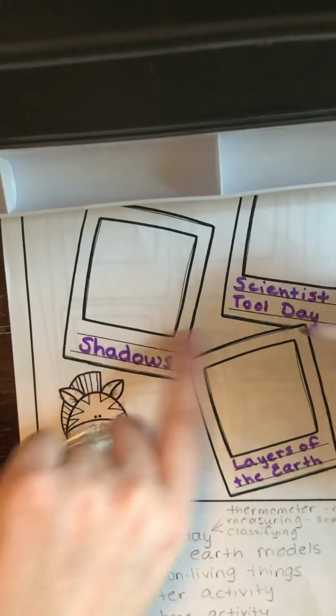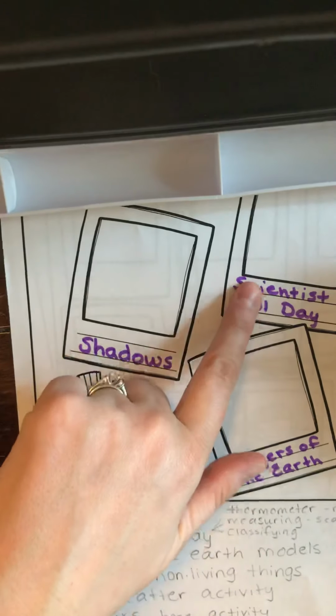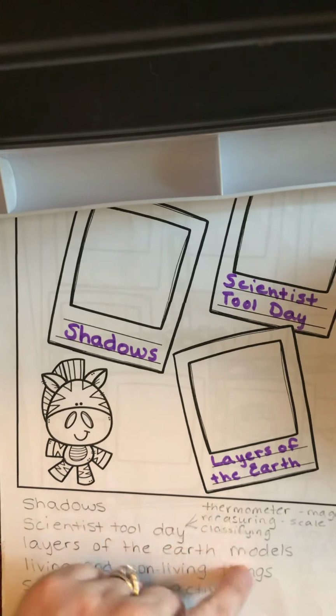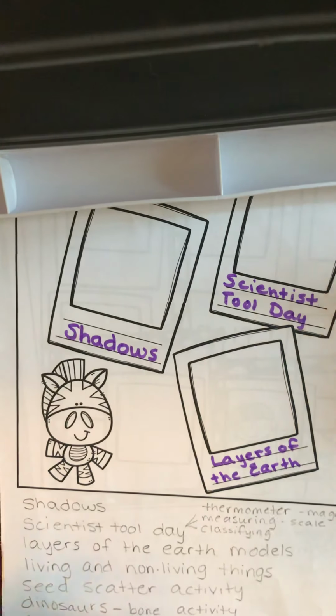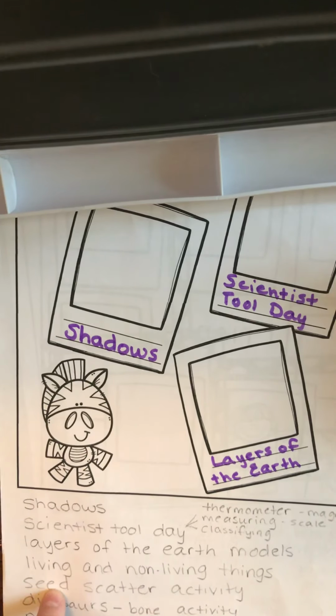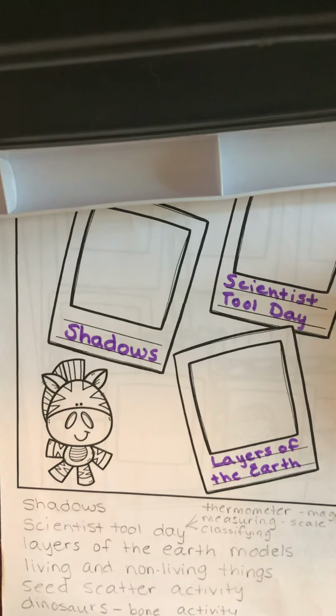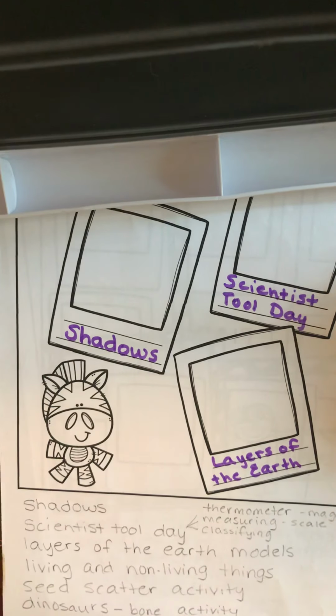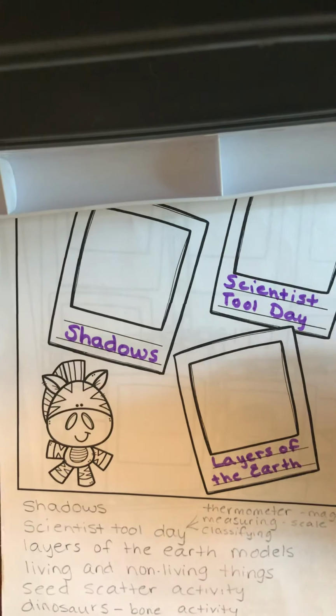So I chose 3 of the things that I really liked. Remember we did the scientist tool day where we had the thermometers and each table had something, and we looked at those. Shadows you guys did at home. Remember the seed scattering one? I didn't put that on there, but that's where we went out and got the seeds and put them on the fur and learned how seeds get scattered. And the dinosaurs, we did that bone activity where we tried to put the bones together. And then roller coaster, we learned about friction and force and gravity.